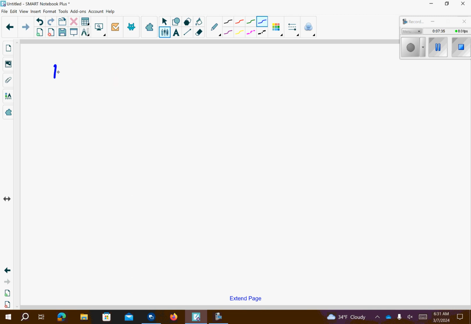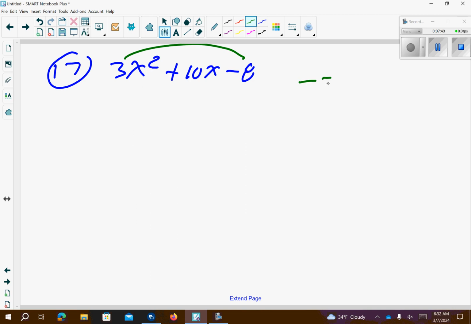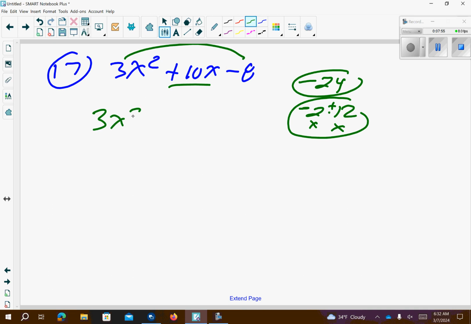Number 17, we got 3x squared plus 10x minus 8. Let's multiply those together. That gives me a negative 24. So I think 2 and 12 are going to work, where I have a positive 12 and a negative 2. X is on both. Plug that back in there. So I get 3x squared minus 2x plus 12x minus 8.